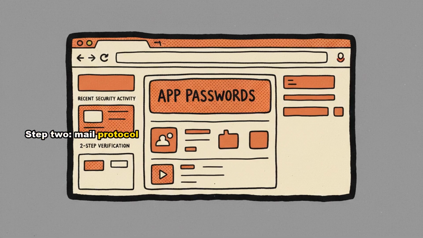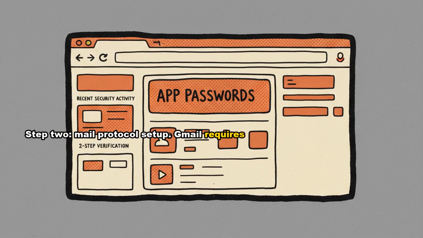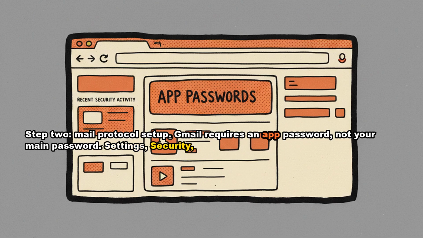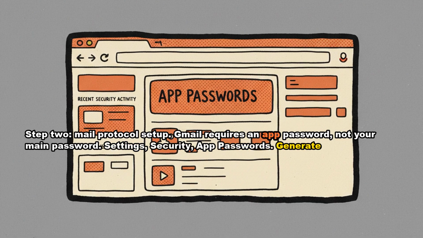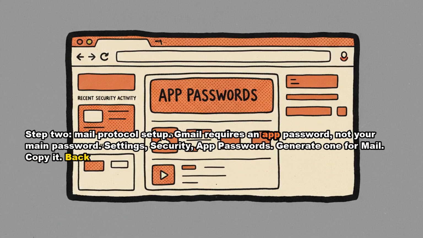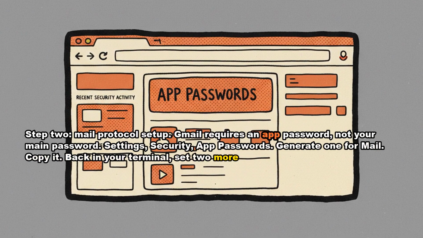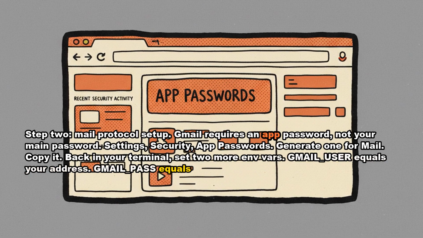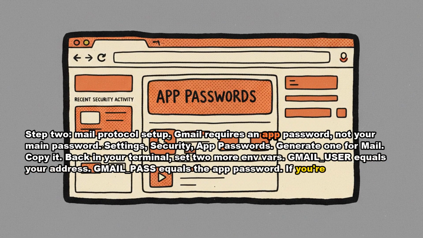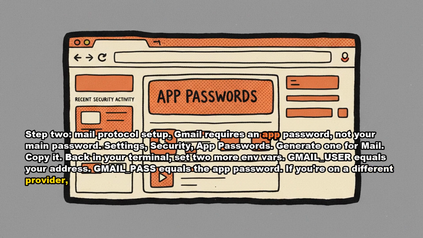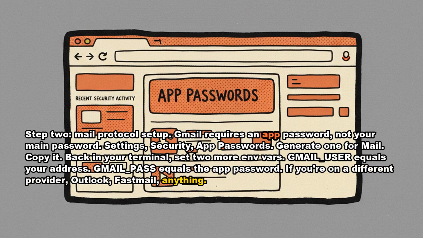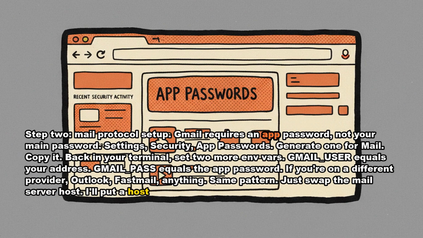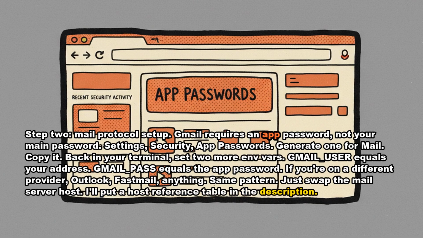Step 2, mail protocol setup. Gmail requires an app password, not your main password. Settings, security, app passwords. Generate one for mail. Copy it. Back in your terminal, set 2 more env vars. GMAIL_USER equals your address. GMAIL_PASS equals the app password. If you're on a different provider, Outlook, Fastmail, anything, same pattern, just swap the mail server host.